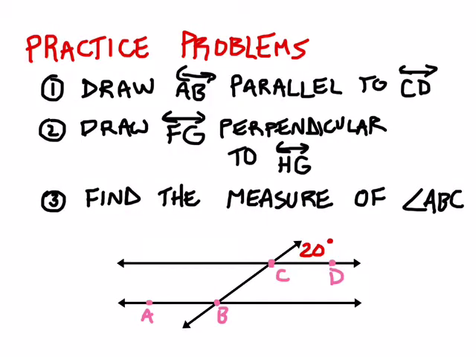And here are your practice problems for the lesson. For 2 of these, 1 and 2, you need to draw the thing that's being described. If you'd like to do that in GeoGebra, you could. For number 3, find the measurement of angle ABC. And keep in mind the only thing we know for that one is that this angle measurement here is 20 degrees. So find the missing angle measurement ABC. All right, good luck.